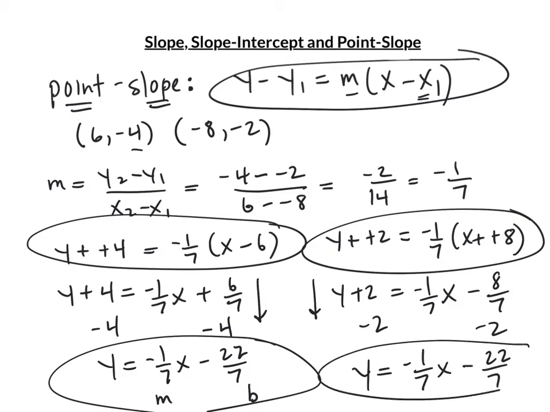Both these equations are equivalent, even though they don't look the same, because 6, -4, and -8, -2 are points on the line. They are solutions for x and y. They end up creating the same equation.